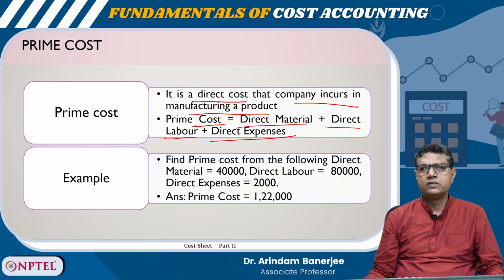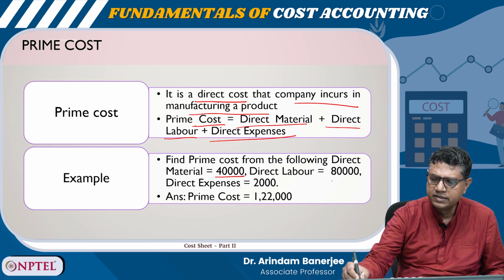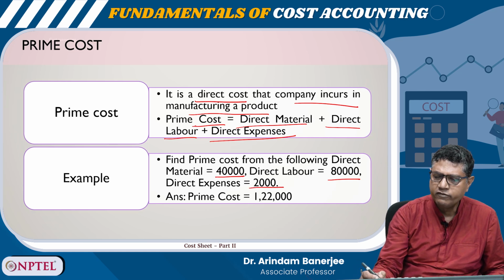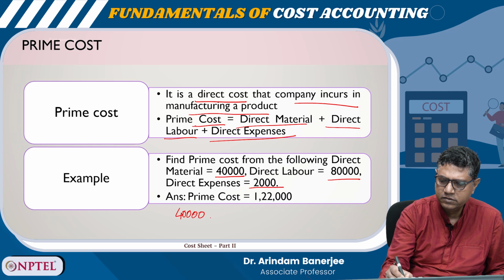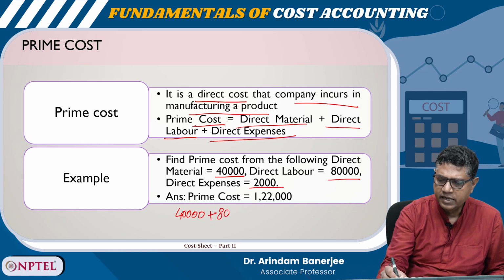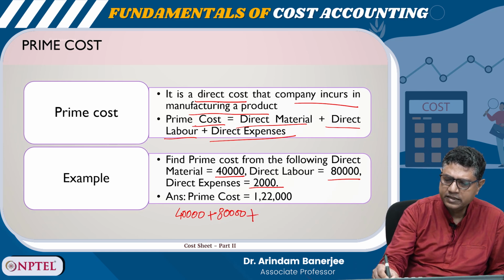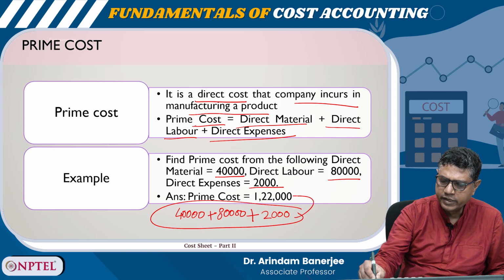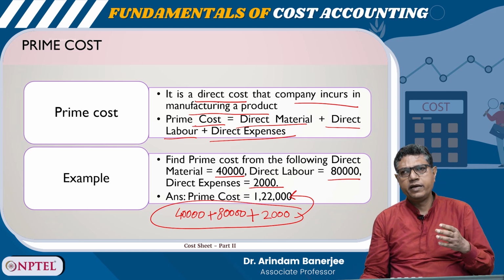Okay. So, suppose I take an example: direct material is 40,000, direct labor is 80,000 and direct expense is 2,000. Then what will be my prime cost? My prime cost will be 40,000 direct material, plus 80,000 direct labor, and plus direct expenses 2,000. If I add these three, I should get this prime cost, that is 1,22,000.